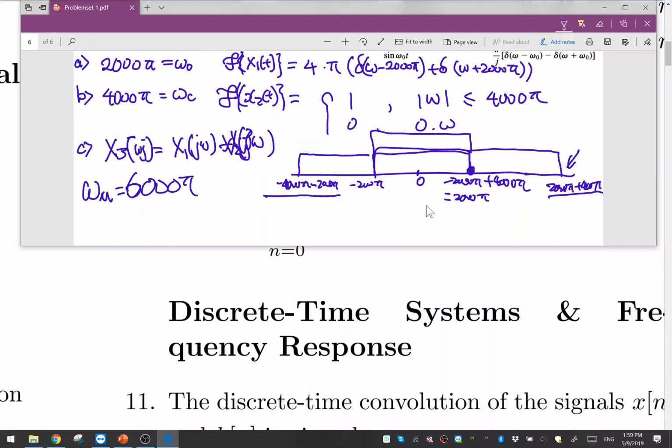Let's write the answer down. And the Nyquist rate is double it, which is 12,000 pi. And in hertz, it is 6,000 hertz.